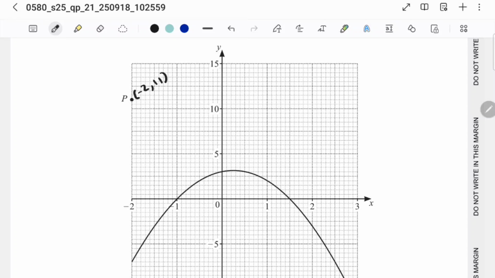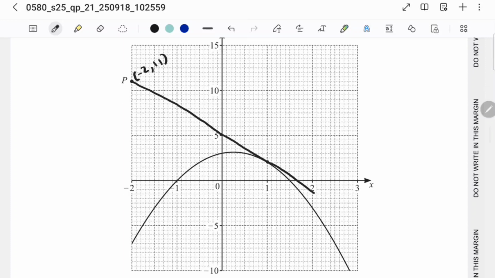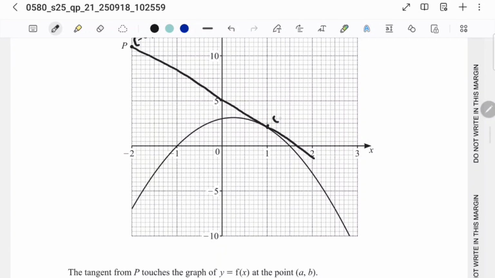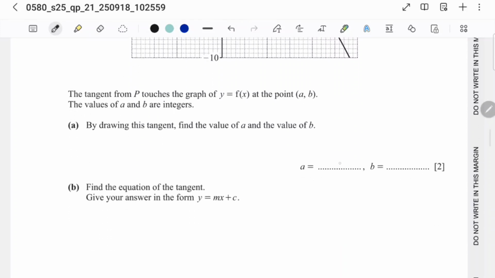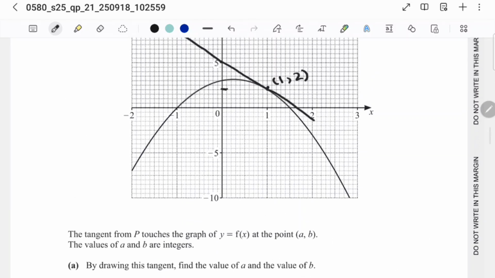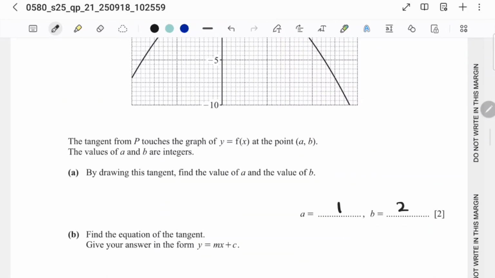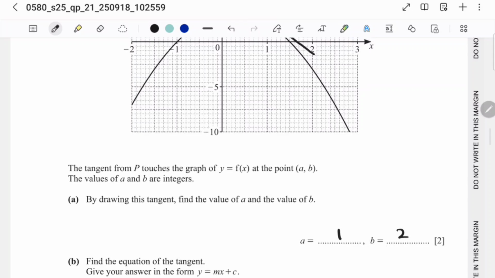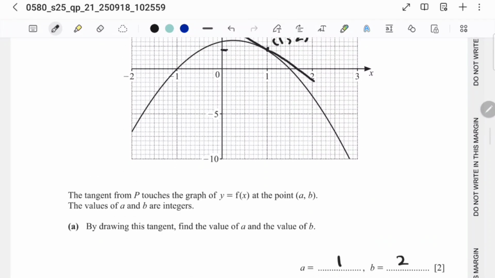The tangent will just touch the curve at a point. So I'm just drawing it. I've drawn the tangent here. Take your ruler and draw it properly. So where is the tangent? It is at 1 and, yes, this is 2, so (1, 2). So for the a and b coordinates, the first is x, the second is y. So a is 1 and b is 2. For drawing the correct tangent you get 1 mark, and then you get the marks for a and b, 1 and 2. And they are integer values.